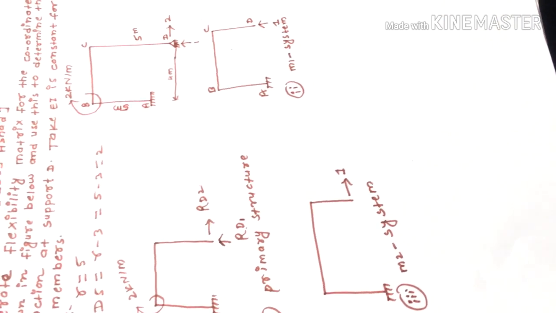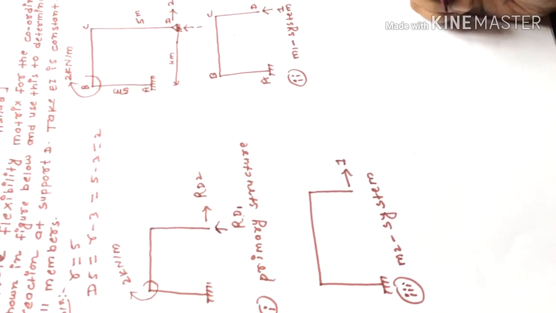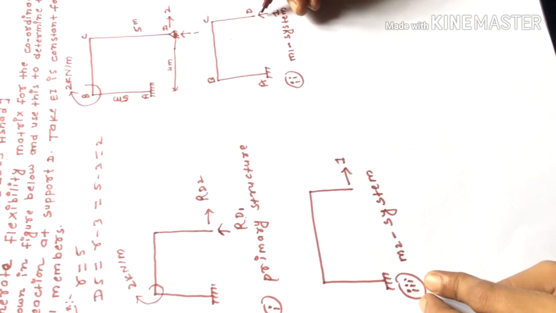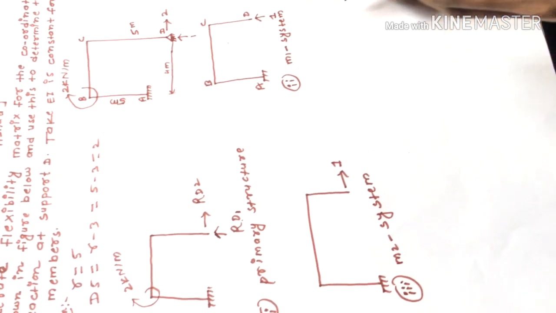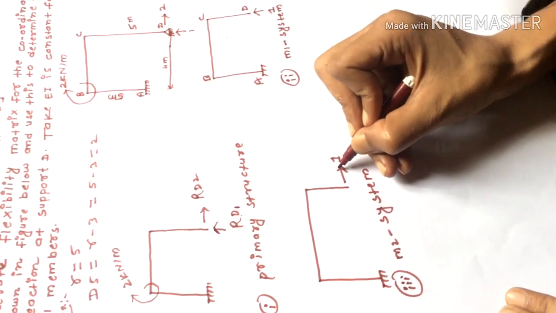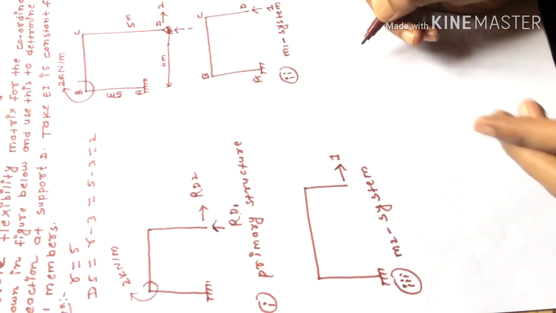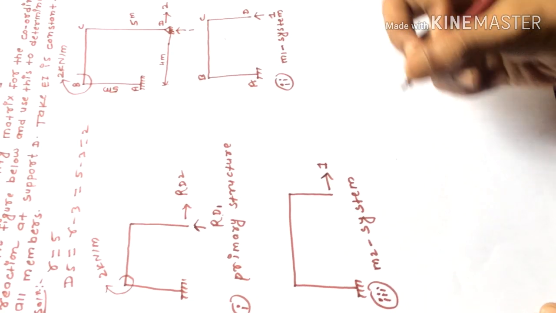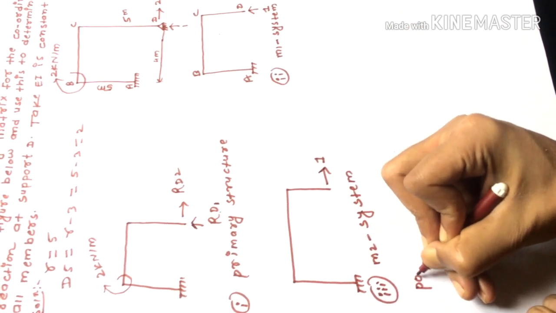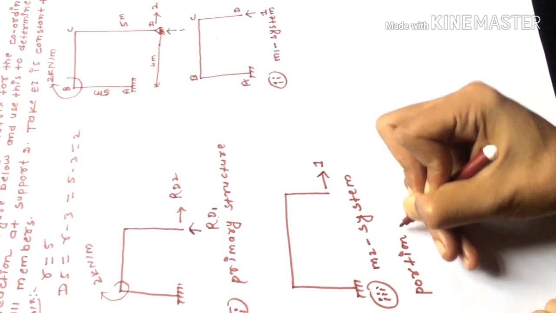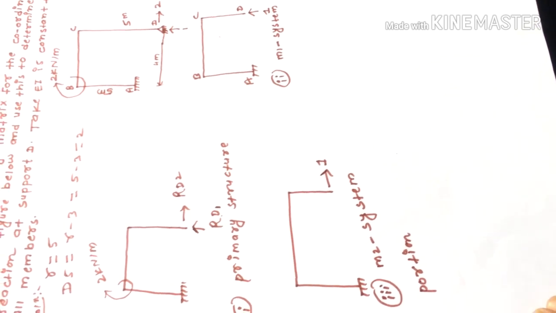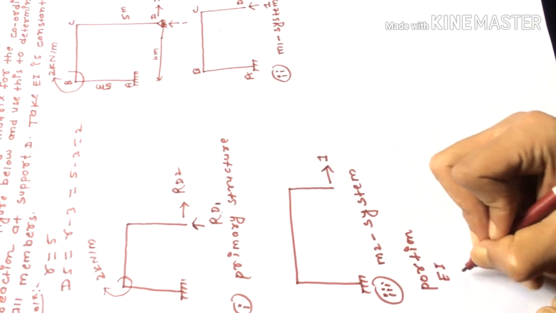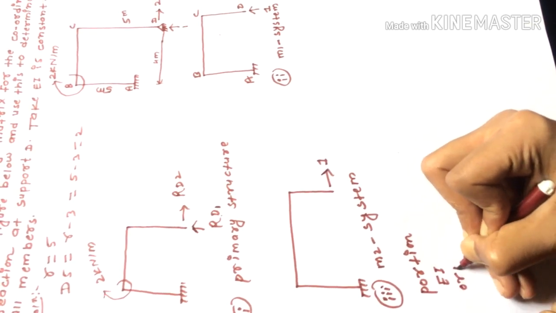Now let us generate a table to calculate the moment due to external loading, the moment due to applied unit forces in the direction of RD1, and the moment due to applied unit forces in the direction of RD2. Now let us generate a table. At first, in the force method, what we have to write? Portion. And next, EI. Next, origin.